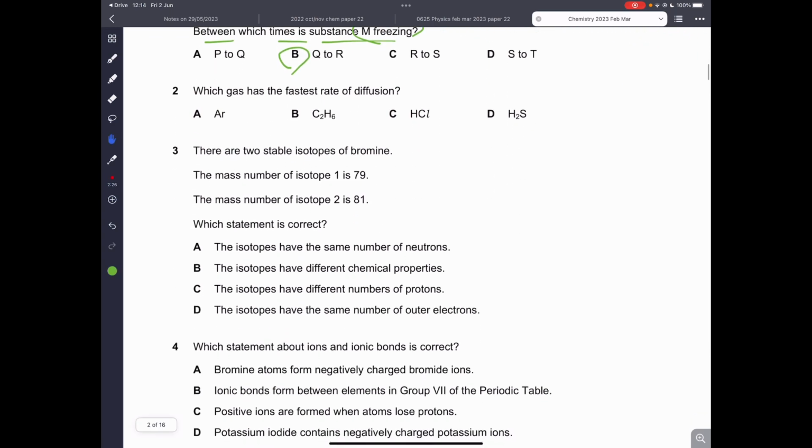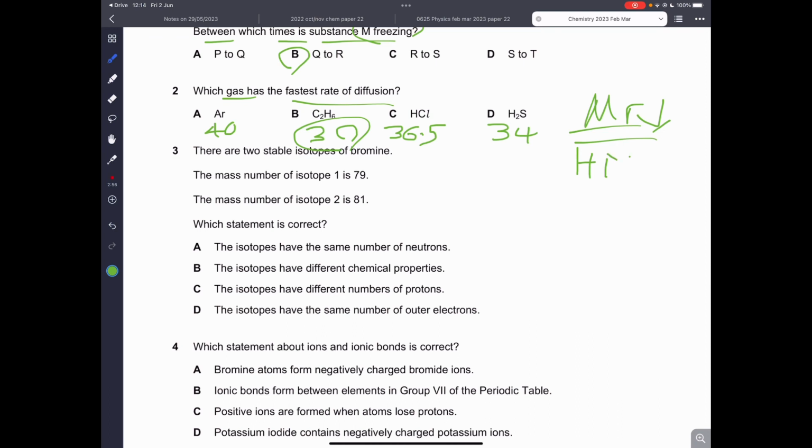Question number 2, which of the gases has the fastest rate of diffusion? To find the fastest rate of diffusion, we have to find the Mr of each substance. Ar is 40, C2H6 is 30, HCl is 36.5, H2S is 34, and therefore the lowest Mr has the highest rate of diffusion. So B is the correct answer.